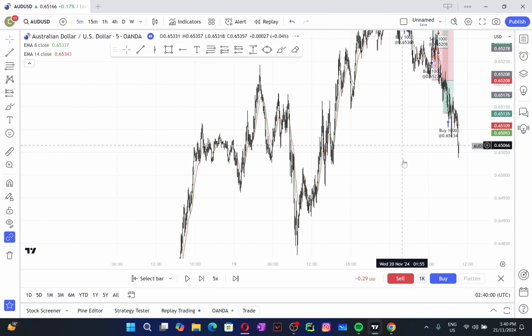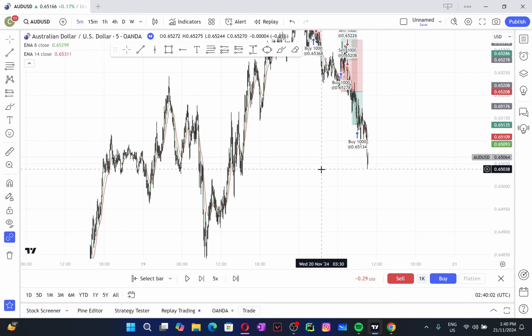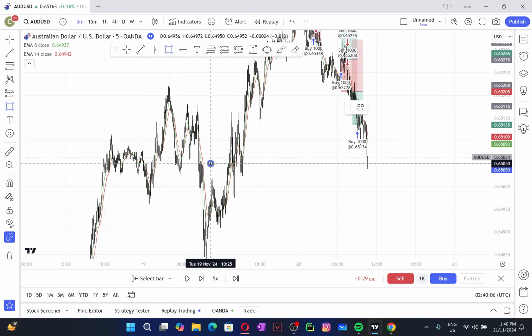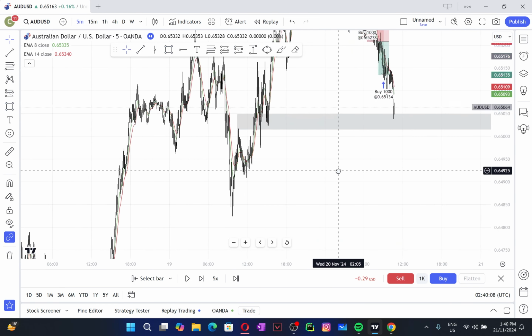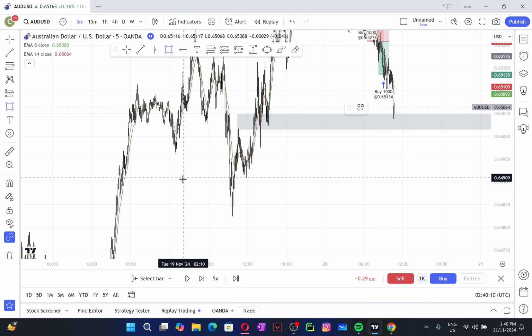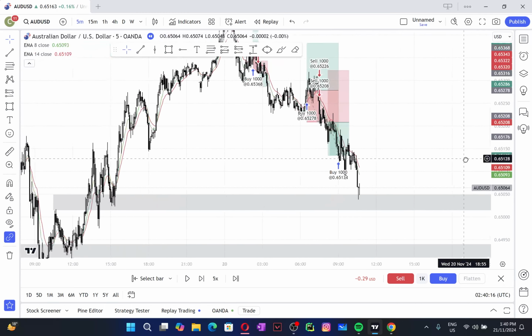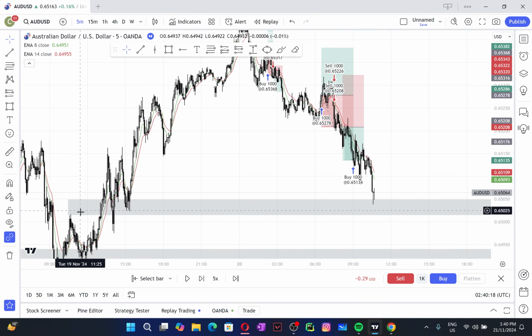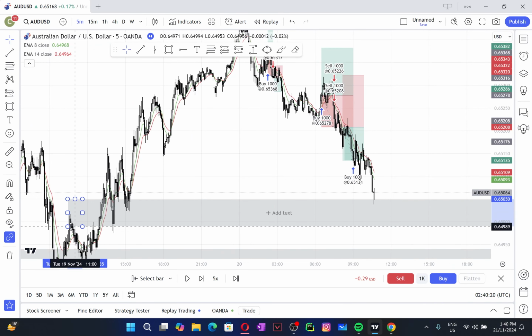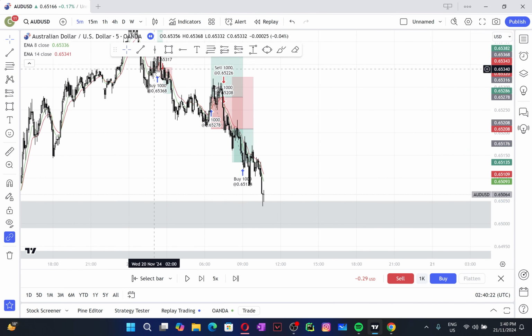So there has been a lot of rejection. So this is again a really good demand zone. So maybe this could be a really huge demand zone, and this is again maybe a demand zone as well. So we don't know what's going to happen. However, the price seems to enter the demand zone. Let's pull it down and see what's going to happen.